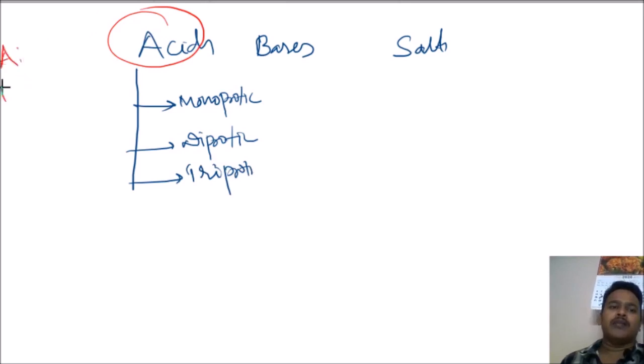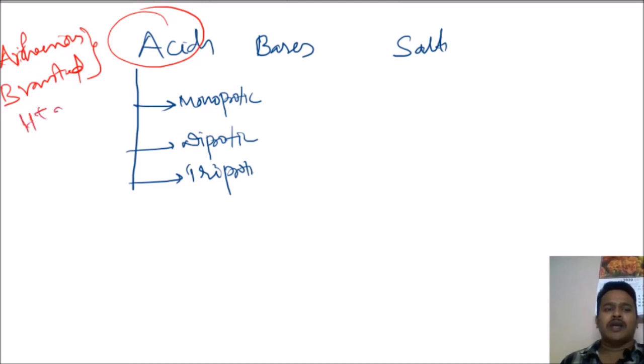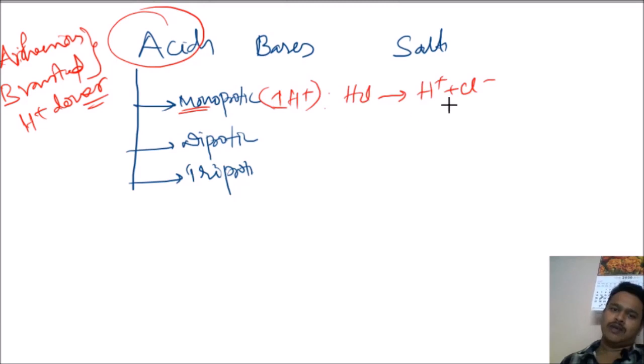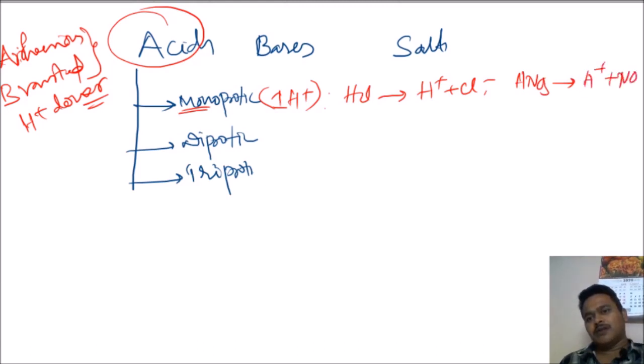According to Arrhenius and Bronsted, an acid is an H plus donor. Some acids can donate only one H plus, like HCl, which gives H plus and Cl minus, or HNO3, which gives H plus and NO3 minus. That is a monoprotic acid.